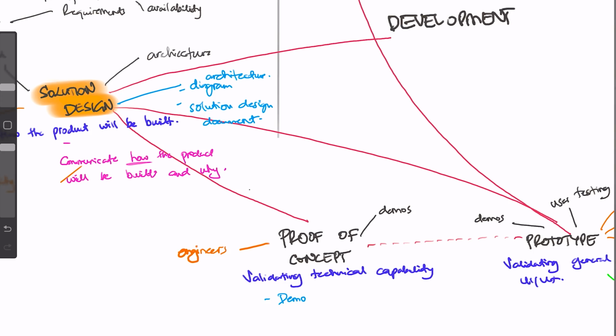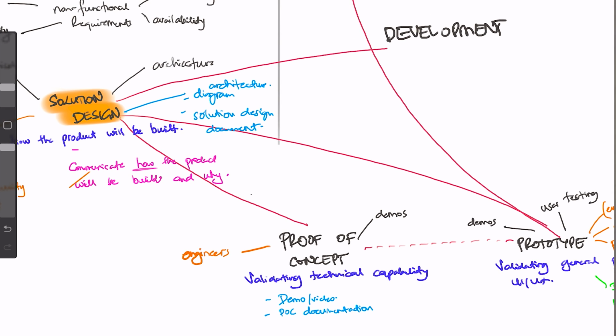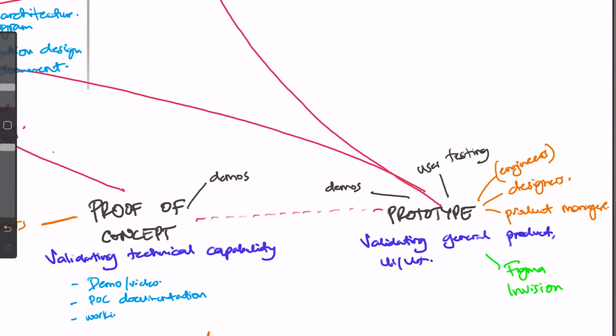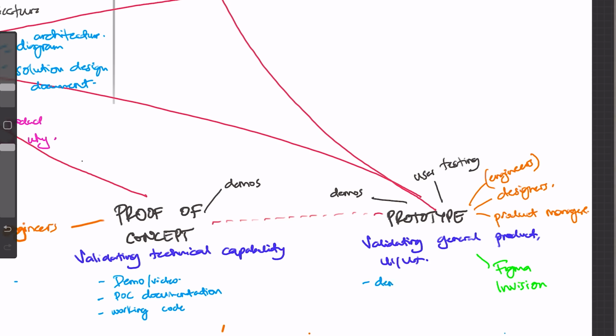The deliverables or output that is typically produced at the end of a proof of concept or a prototype will typically be a demo and some kind of documentation. The proof of concept would also have some kind of working code. It wouldn't be production code or ready to release code, but there would be some kind of code that's written. And then for the prototype, you would also have a demo, probably some kind of video. You would also have some kind of prototype file.